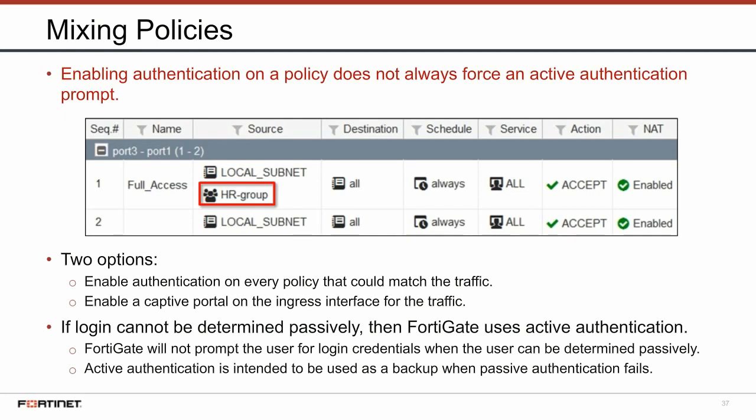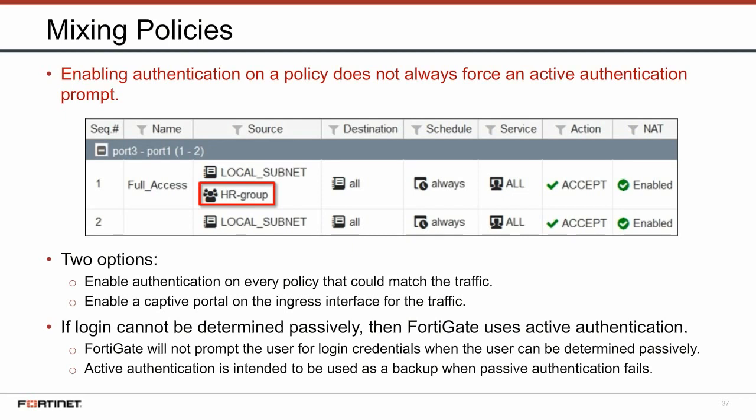When only active authentication is used, if all possible policies that could match the source IP have authentication enabled, then the user will receive a login prompt, assuming they use an acceptable login protocol. In other words, if policy sequence 2 also had authentication enabled, the users would receive login prompts. If passive authentication is used and it can successfully obtain user details, then traffic from local_subnet with users that belong to HR group will apply to policy sequence 1, even though policy sequence 2 does not have authentication enabled.